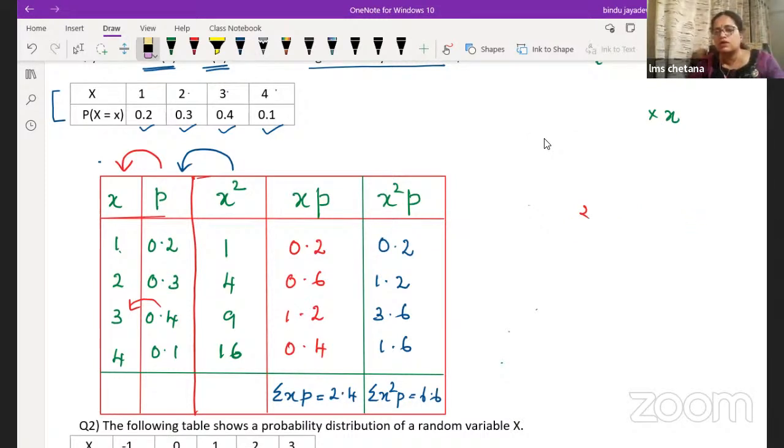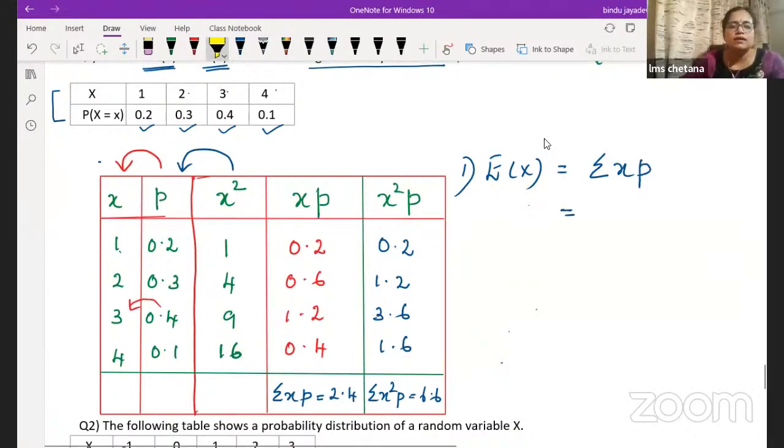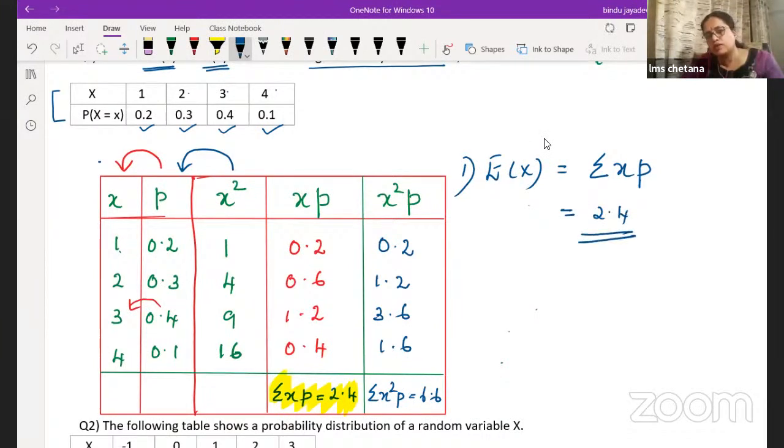We constructed the columns. Now you are using the formula. What is the first formula? First question: expectation of x. Expectation of x is equal to sigma x into p. This is directly from your table. This is your answer, 2.4. The first answer is ready. Please remember, in the examination the same thing can be asked as mean. At that time you write mean equal to E of x equal to 2.4. The first part is finished.